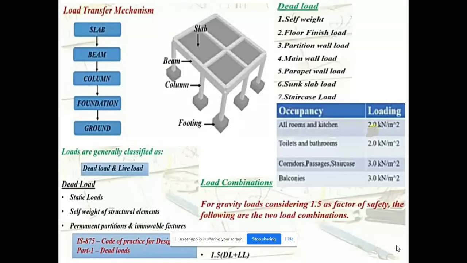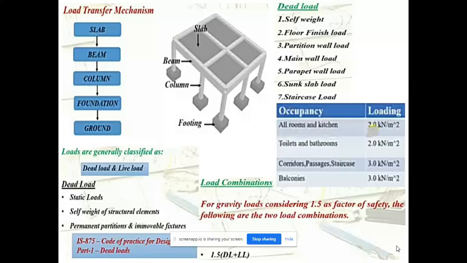Basically, the load transfer mechanism is shown in this slide. It starts from the slab: the load from the slab is transferred to the beam, followed by the column, and from the column towards the foundation, and then from the foundation to the ground.